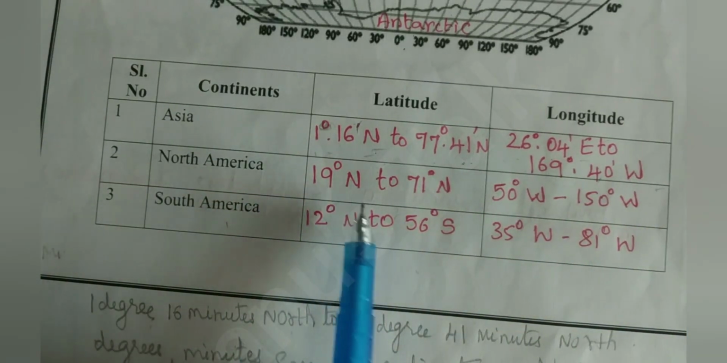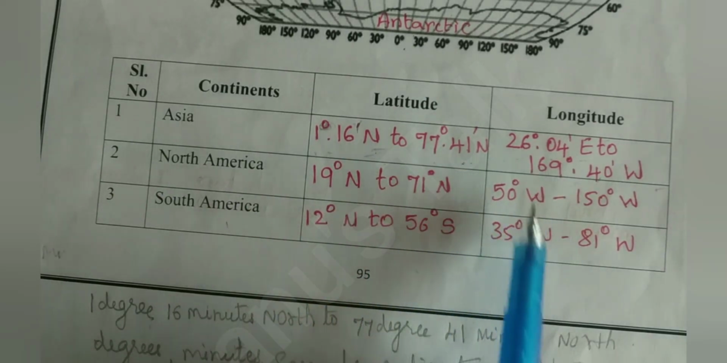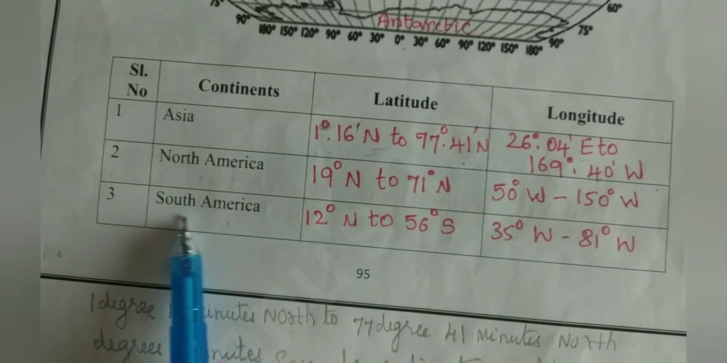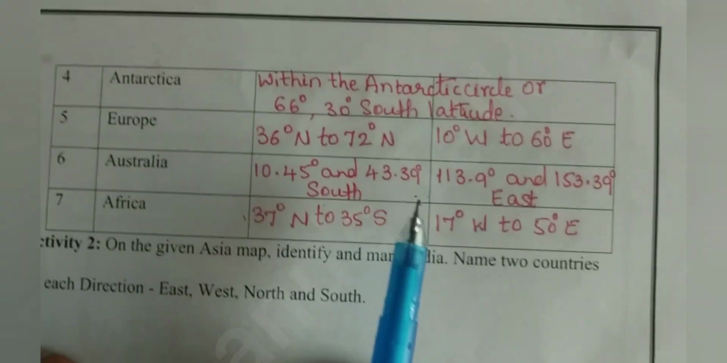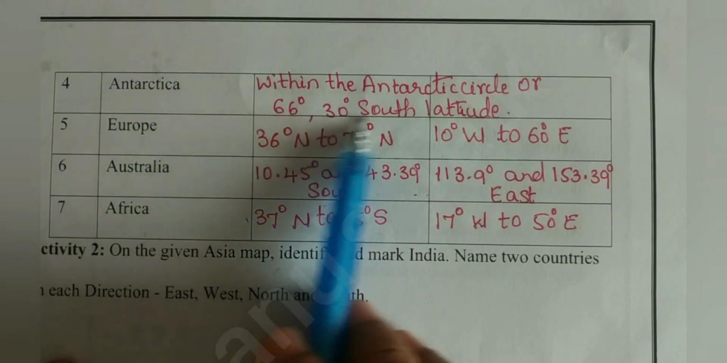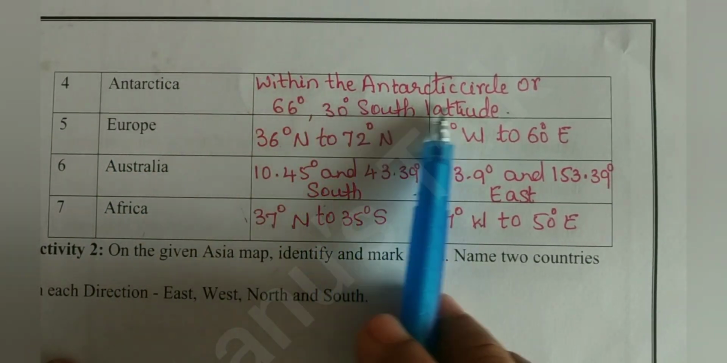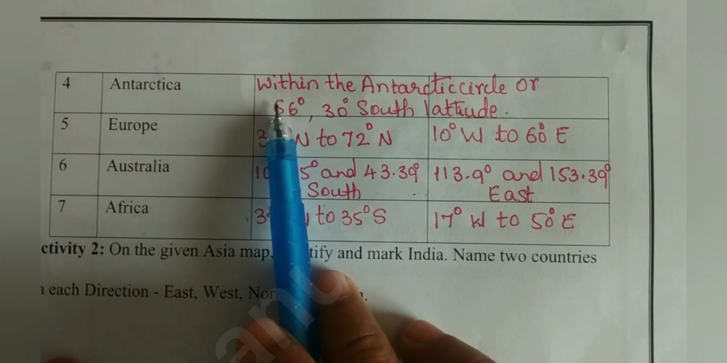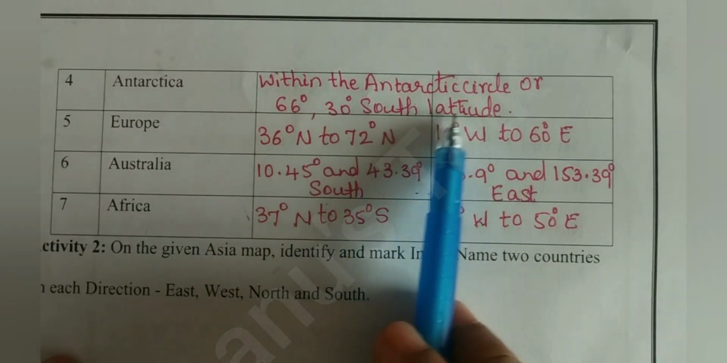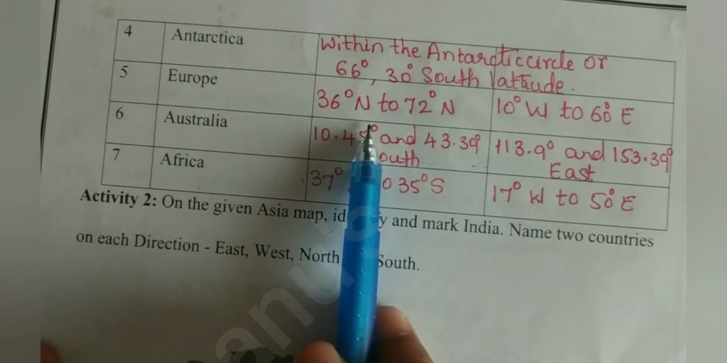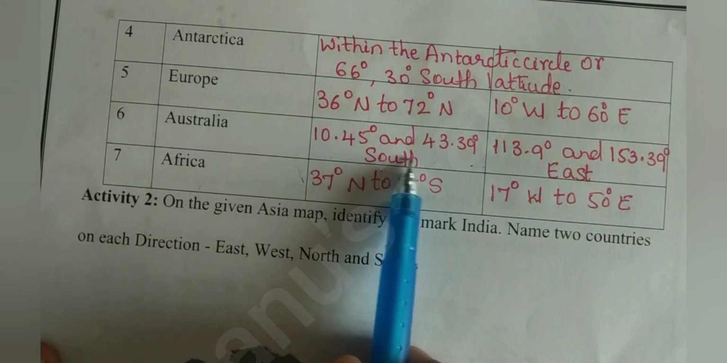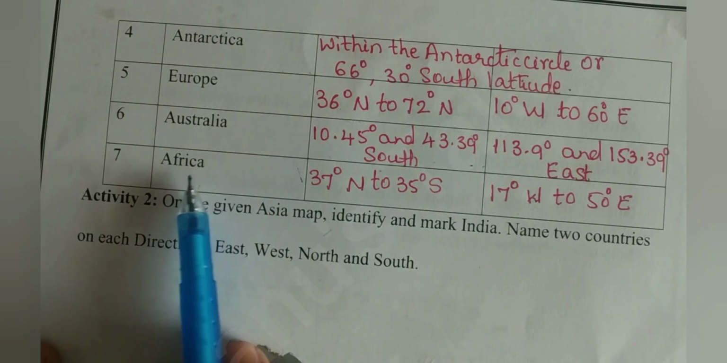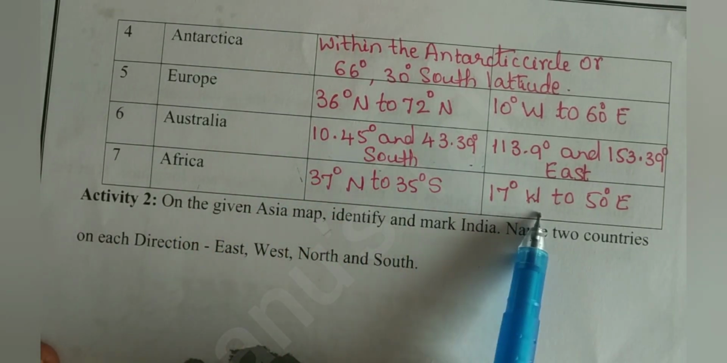So these are North America's latitudes and longitudes. Similarly South America's latitudes and longitudes. Now you know how to read also. And Antarctica, this is within the Antarctic circle, or you can write 66 degree 30 minutes south latitude. And Europe latitude and longitude, Australia latitude and longitude, and Africa latitude and longitude.